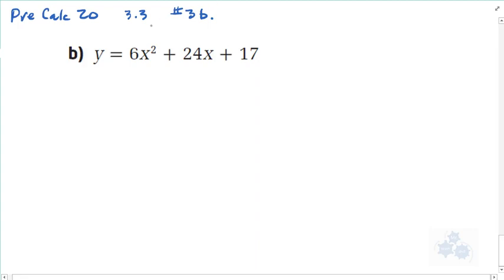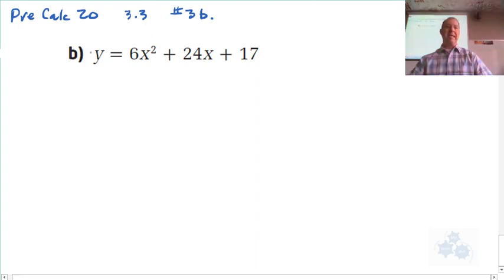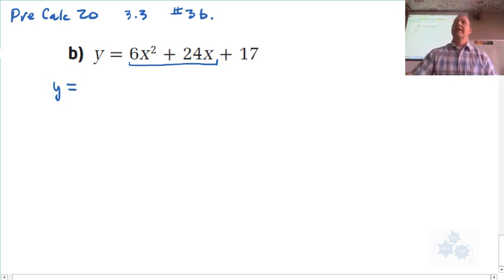This is section 3.3, number 3b, completing the square. So what you want to do first is take a look at the x squared term and the x term together. If there is a number that is multiplied by the x squared term, that is the a value. If it's anything other than 1, you have to factor this number out. And you want to group the first two terms together, the x squared and the x term. So it looks like this.